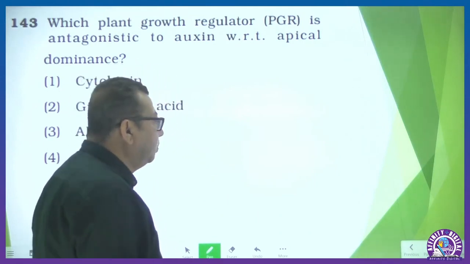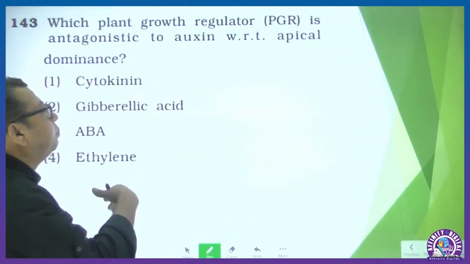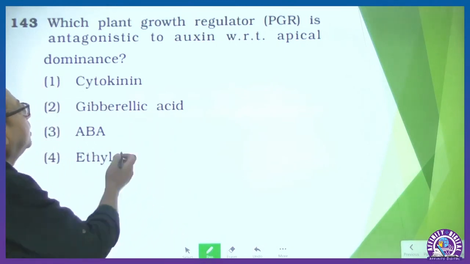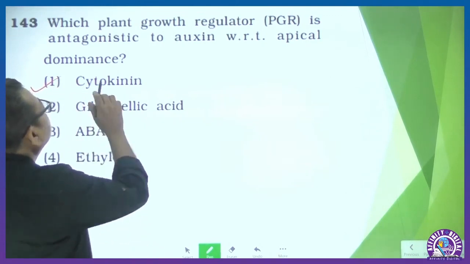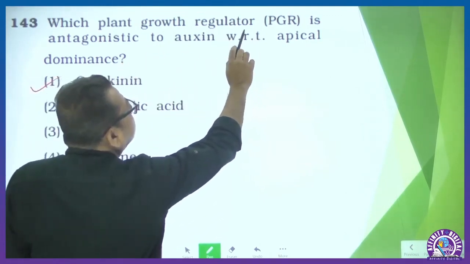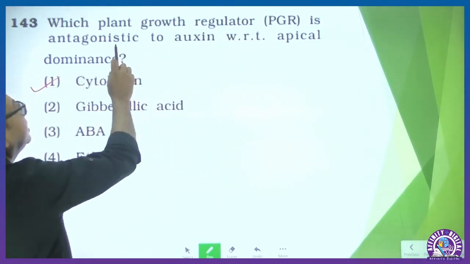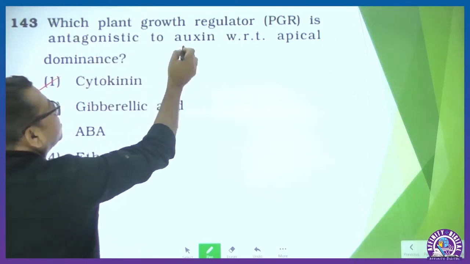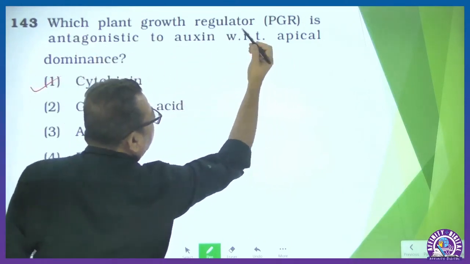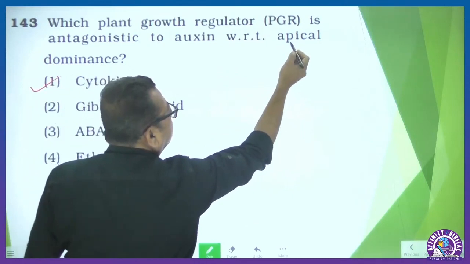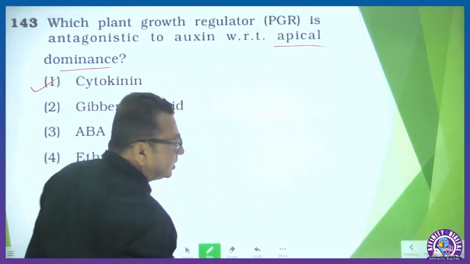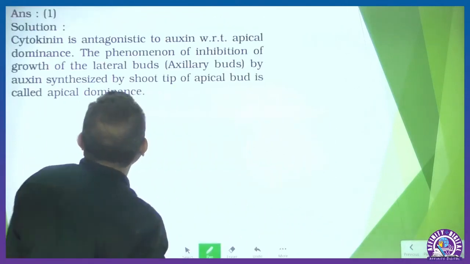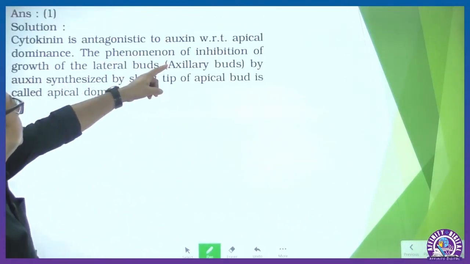That is called apical dominance. Apical dominance ko counteract kar sakta hai ek hormone jiska naam hai cytokinin. So which hormone is antagonistic, means dusman, with respect to what character? With respect to apical dominance. Answer is cytokinin. Cytokinin is antagonistic to apical dominance.